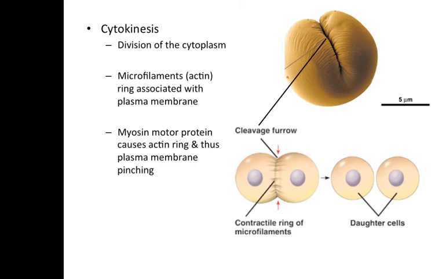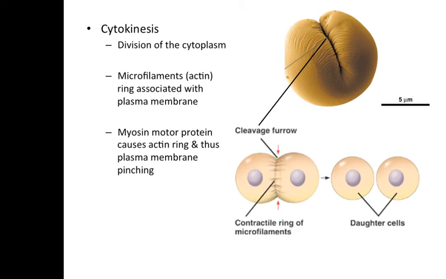As discussed in class last week, microfilaments are composed of actin monomers. Cleavage furrow formation occurs due to the formation of a ring of actin filaments just inside the plasma membrane at the point that used to be the metaphase plate.